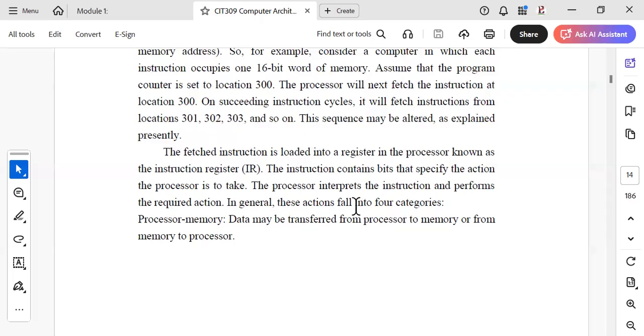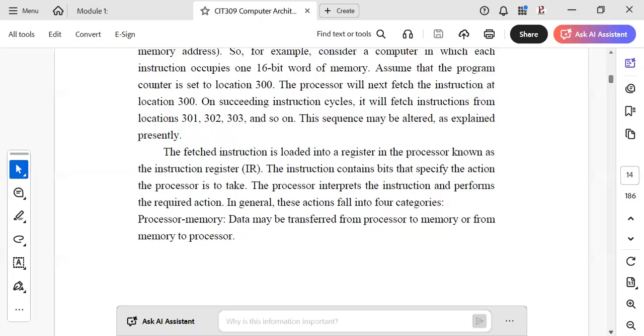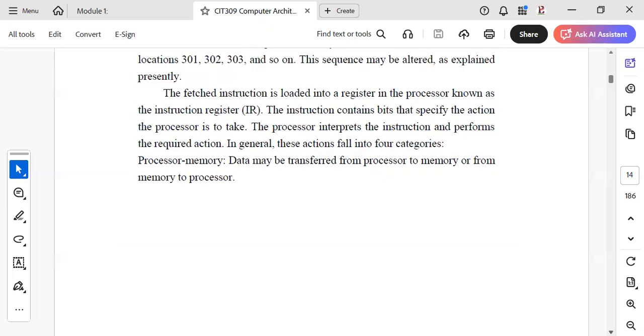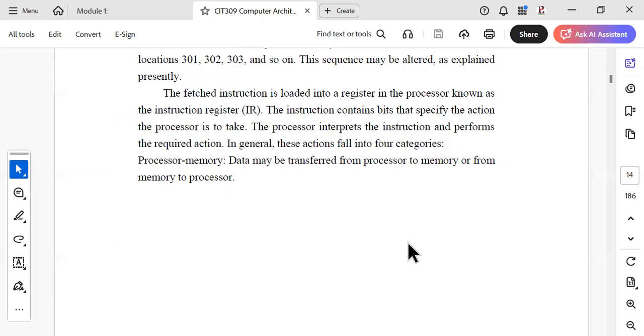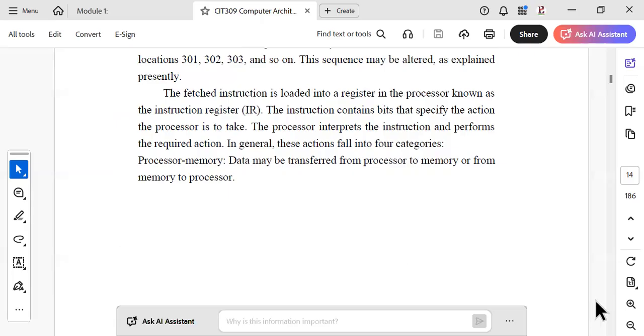In general, these actions fall into four categories. The processor to memory: data may be transferred from processor to memory or from memory to processor. I mentioned storage too, using RAM especially, for example. So we have four main actions that occur in the process of the processor fetching, interpreting, and executing. The first one is the processor-memory relationship. That is when data is transferred either from the processor to the memory or from the memory to the processor.